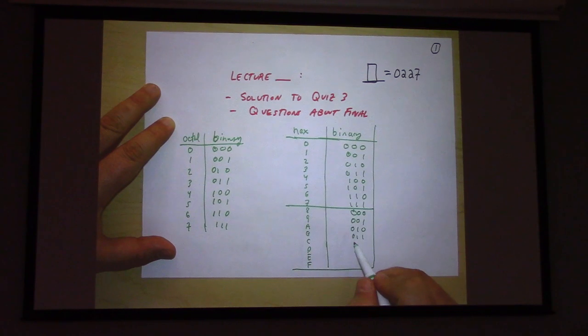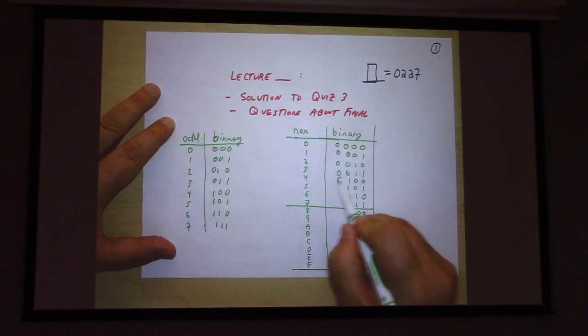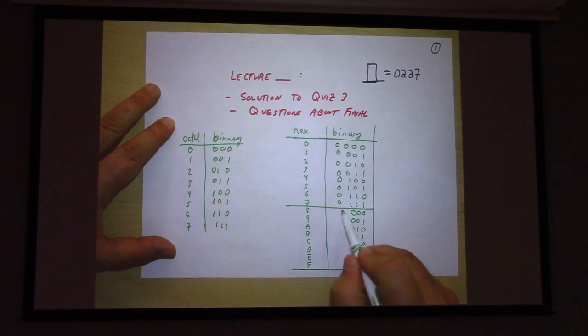I'm getting out of order. I'll add some lines in a second here. And then, of course, you add a 0 in the front of all these ones, and add a 1 in front of all these ones. Let me put in some lines.